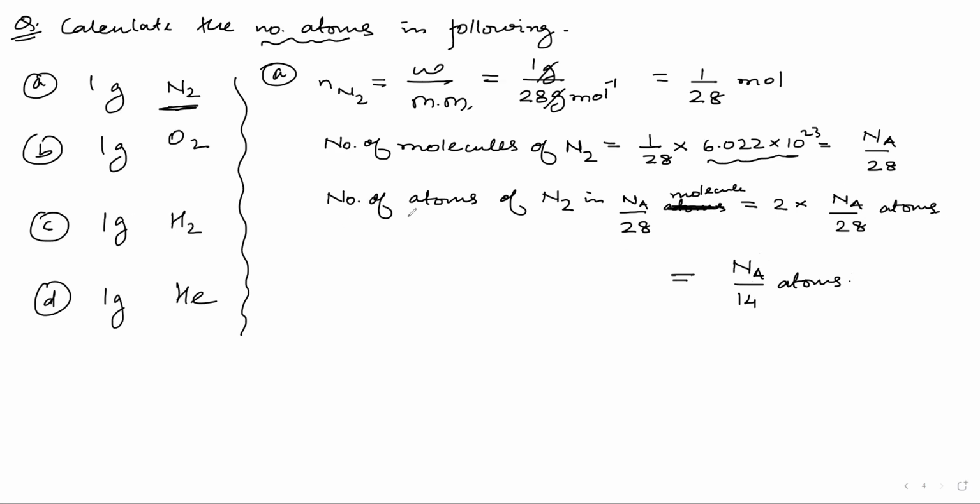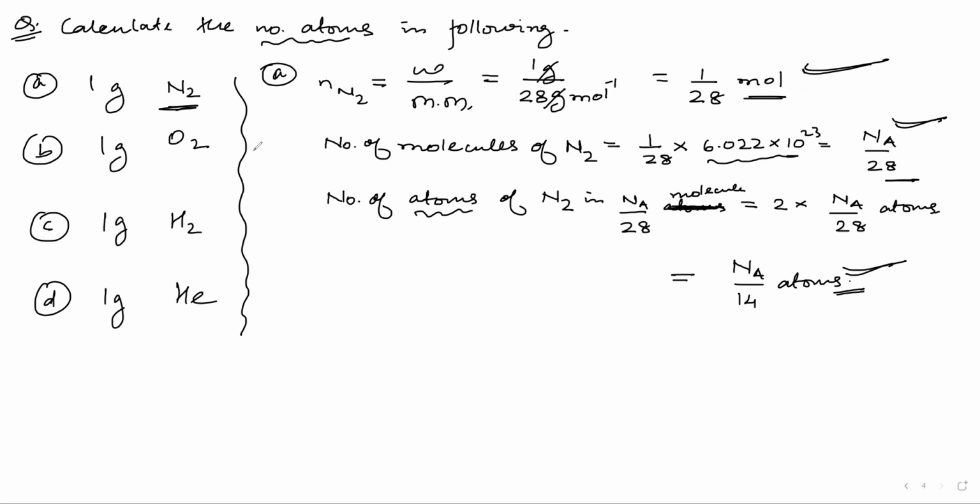So we have calculated the number of atoms in 1 gram of N2, right? For 1 gram of N2, first of all, we have to calculate the number of moles in 1 gram. After calculating the moles, we have to calculate the number of molecules. After molecules, we will get to atoms. Please remember this. First of all, you have to calculate the moles. Without moles, you can never get to molecules. Without molecules, you can never get to atoms.